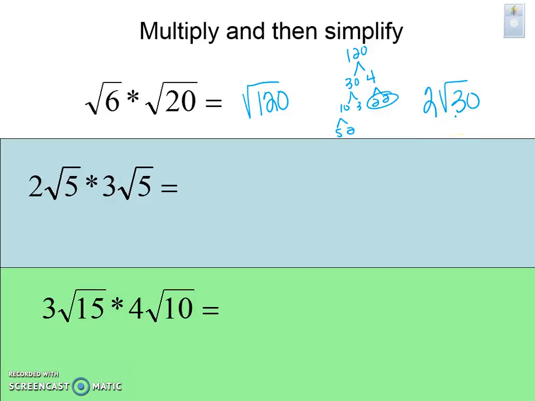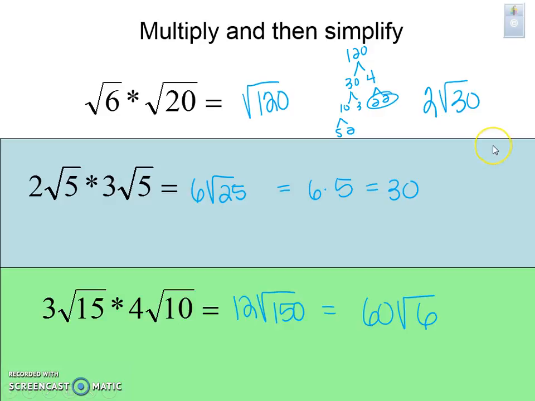So I'm going to pause here and give you guys a second to work these next 2 examples, and then we'll come back and check. Okay, so for our first answer, we end up with 30, because the radical 5's cancel each other out and just become 5. And our second answer, we have 60 square root of 6.